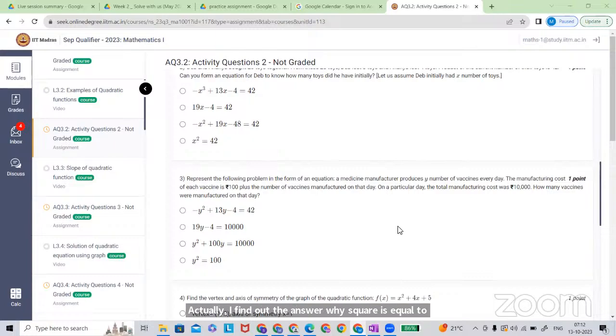Yes, sir, I also found that y square is equal to 100. Okay, represent the following problem in an equation. A medicine manufacturing company produces Y number of vaccines every day. The manufacturing cost of each vaccine is 100 rupees plus the number of vaccines manufactured on that day. So here it will not be a Y square. On a particular day, the total manufacturing cost is 10,000. How many vaccines are manufactured on that day?